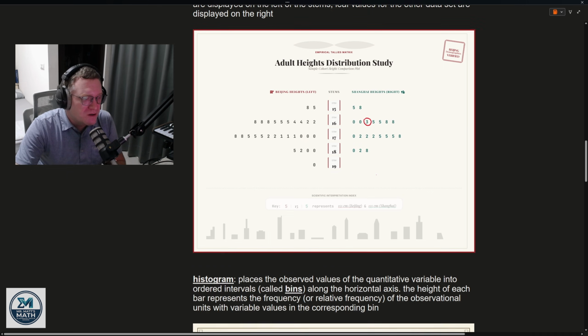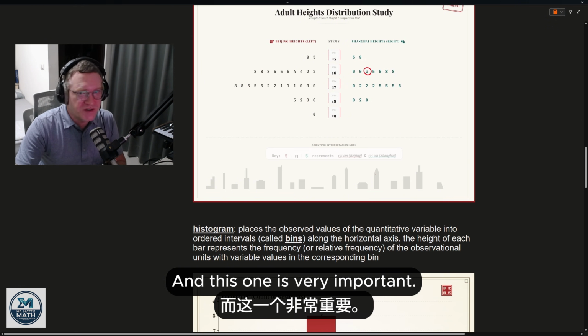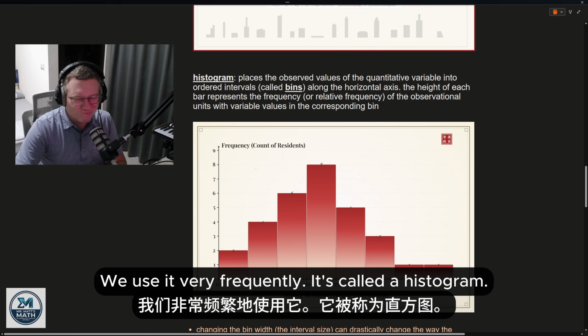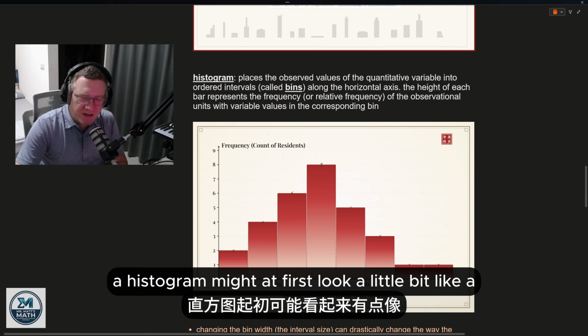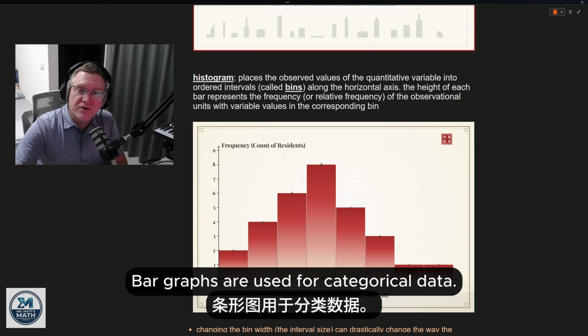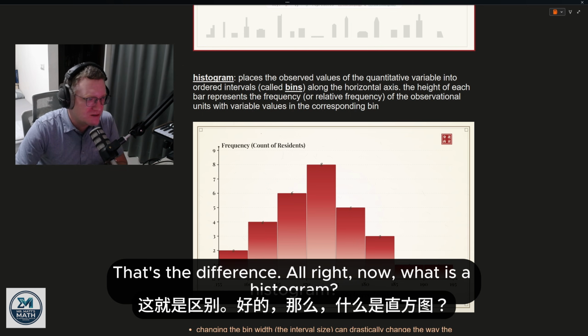Okay, we have one more type of graph that we're going to talk about today, and this one is very important. We use it very frequently. It's called a histogram. Now, a histogram might at first look a little bit like a bar graph, but this is not a bar graph. Bar graphs are used for categorical data. Histograms are always used for quantitative data. All right, that's the difference.